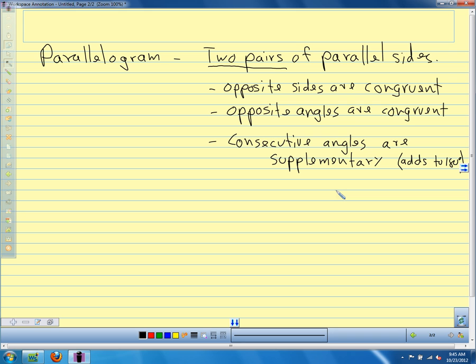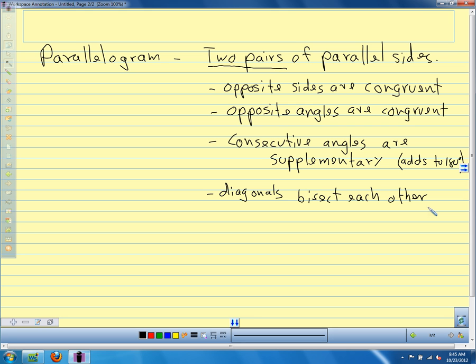What does consecutive mean? Consecutive means next to. So angles that are next to each other, you can think of them as one after the other. You can think of them as neighbors. Consecutive angles are angles that are next to each other. And the diagonals bisect each other. So all kinds of special things happen with parallelograms.